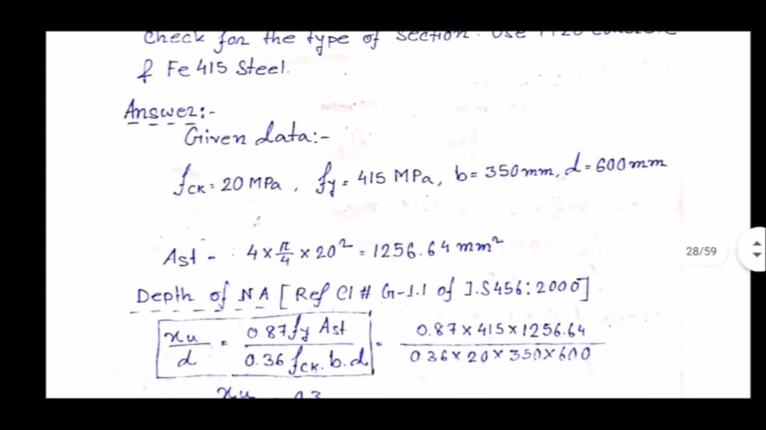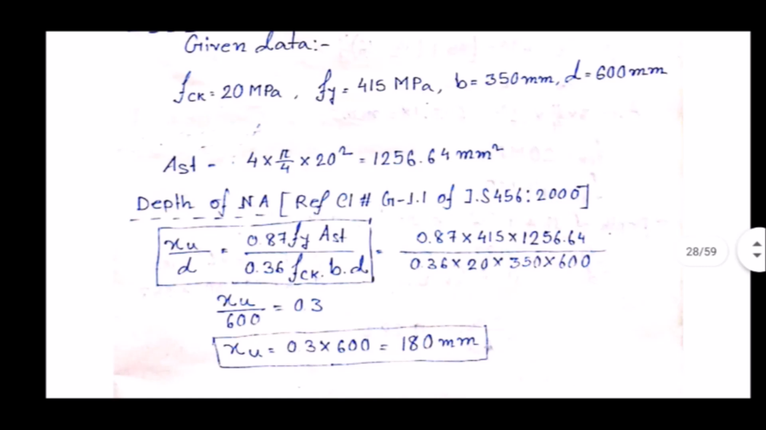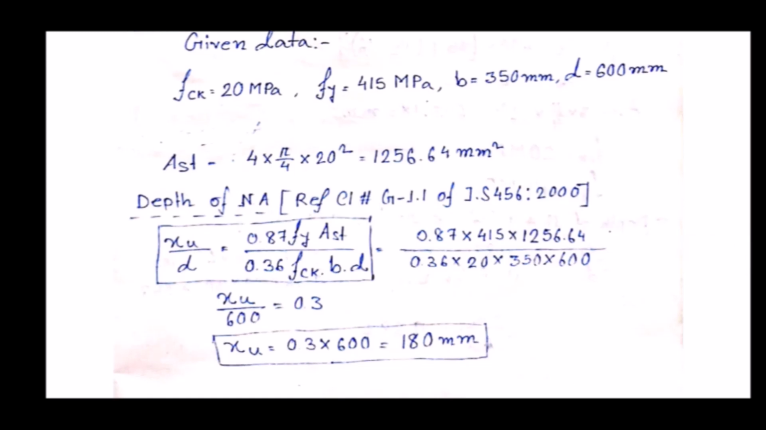So as per IS 456 Annex G and clause number G-1.1, the formula you have already seen, how the formula comes from the assumptions and where the formula is written. In my description box, the video link is already given. You can check the link to know where the formula is in the IS code. Okay, so the formula is xu by d equals 0.87 fy Ast by 0.36 fck b d.